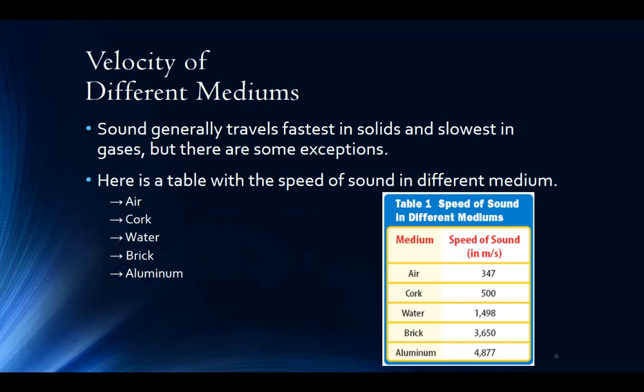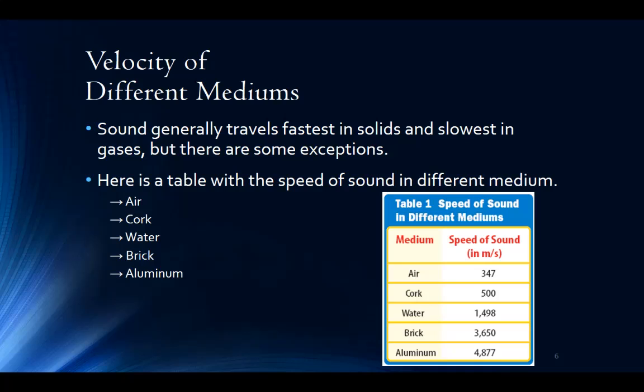Now, the velocity in different mediums is generally going to be faster in solids and slower in gases, but there are some exceptions to these rules. Here's a table with the speed of sound in a couple different mediums. If you look at air, you'll notice that the speed of sound is 347 meters per second. When you get to aluminum, that travels at 4,877 meters per second, so a lot faster. And there's cork, water, and brick, and I'll let you take a look at it.